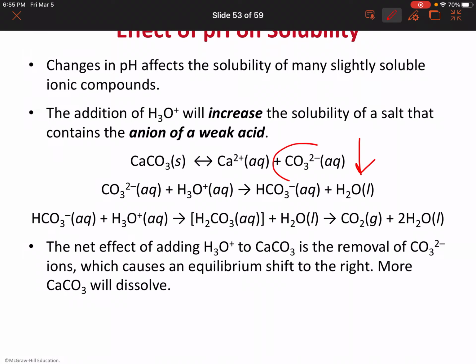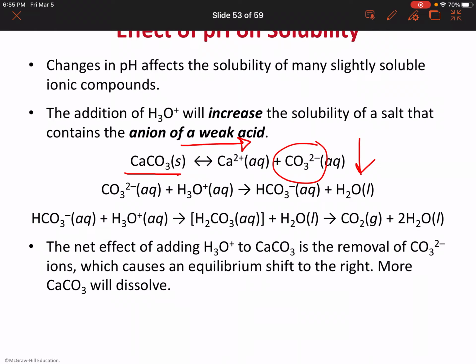If you lose carbonate ions, what happens to the equilibrium? It will shift to the right. So as a result, what happens to the solubility of the calcium carbonate? It increases, right? So the net effect of adding hydronium ion or an acid to calcium carbonate is the removal of carbonate ions, which causes the equilibrium to shift to the right. More calcium carbonate will dissolve.